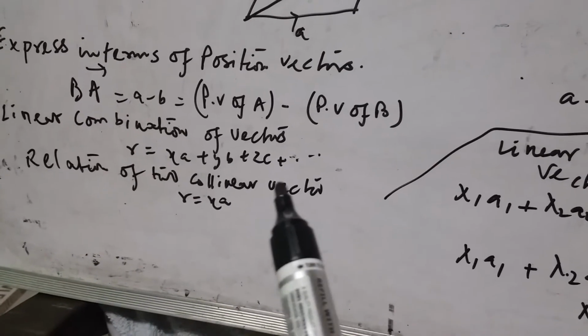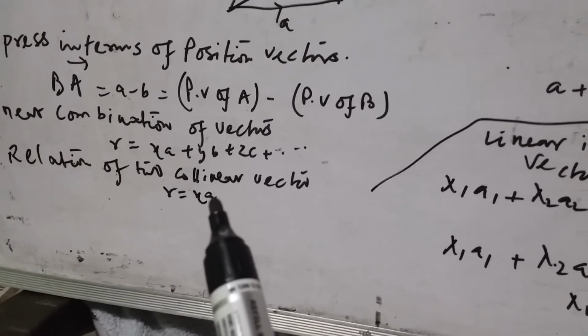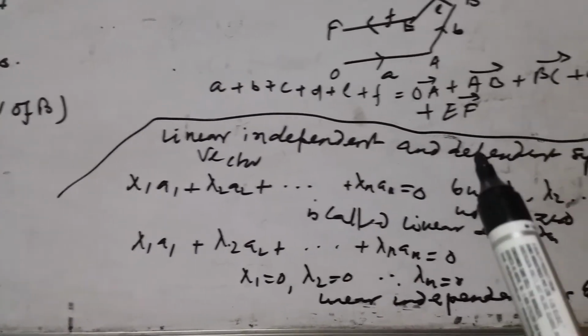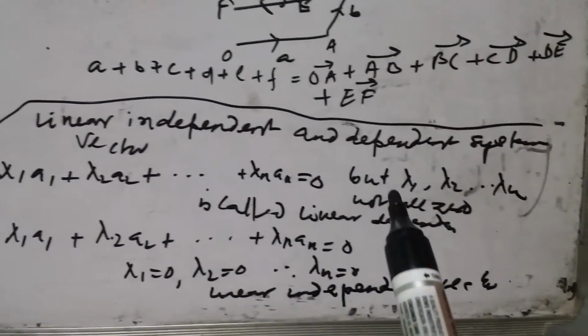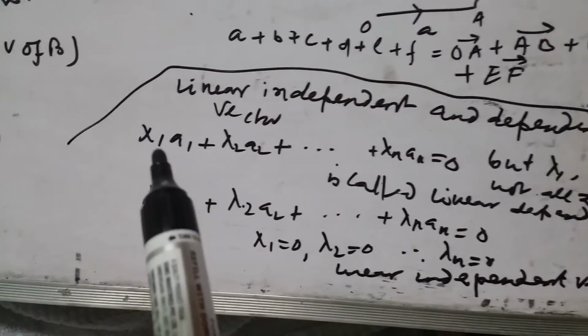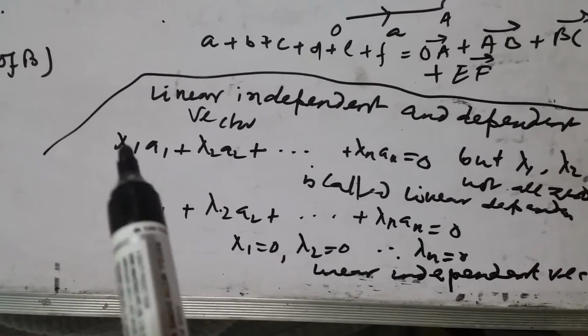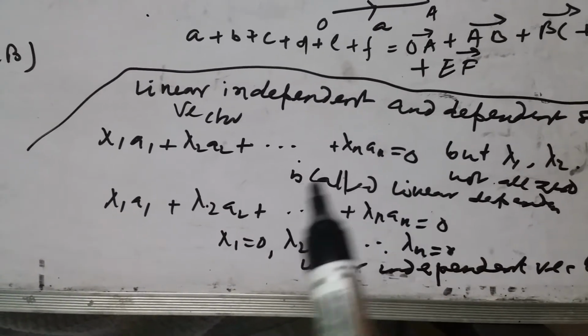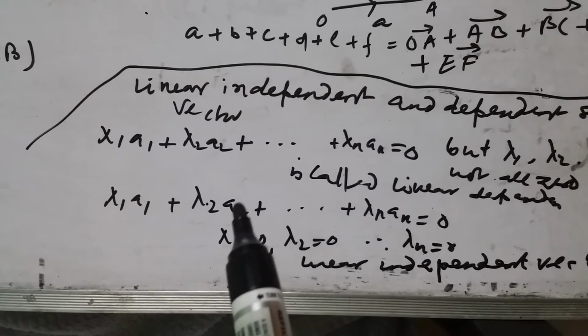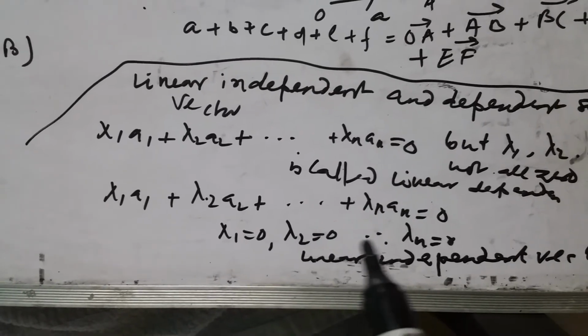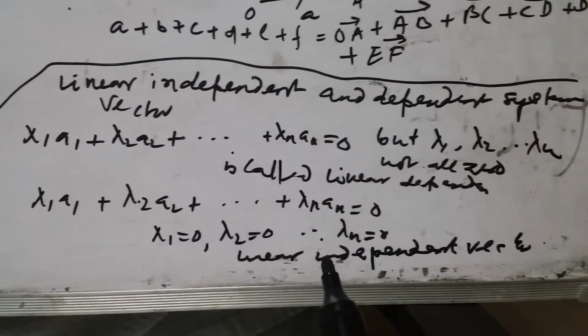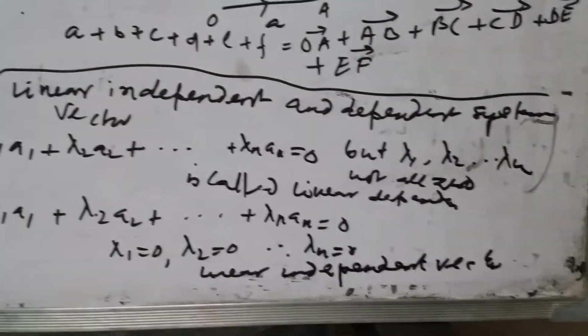Relation of two collinear vectors: r equals x times a, where x is a scalar. Linear independence and linear dependence. If lambda 1, lambda 2, up to lambda n are not all 0, then the sum is called linearly dependent. If lambda 1 a1 plus lambda 2 a2 and so on equals 0 only when lambda 1, lambda 2, up to lambda n all equal 0, that is linearly independent vectors.